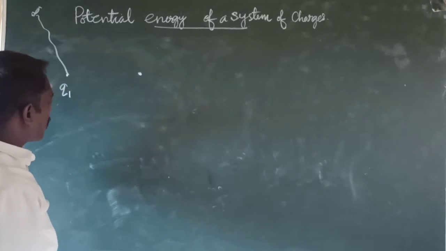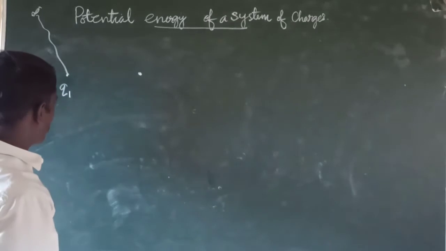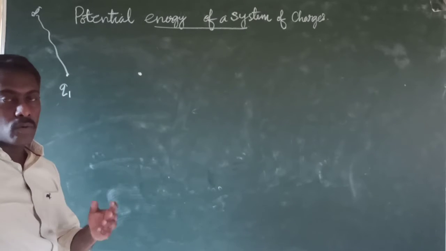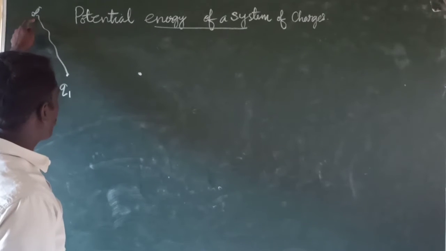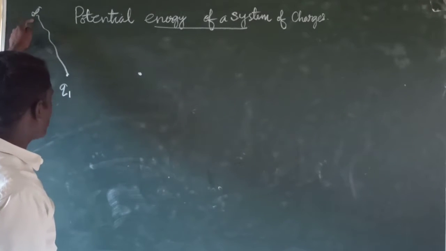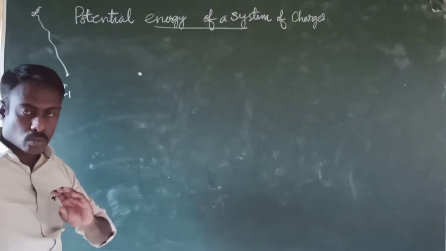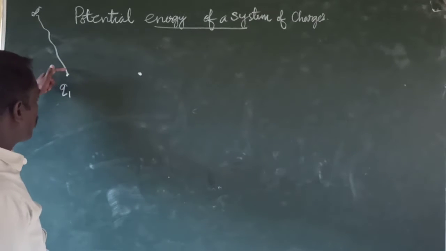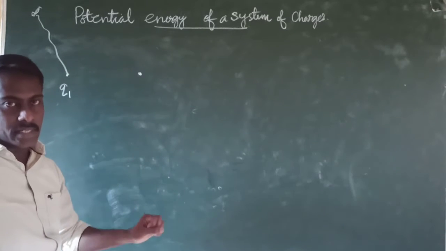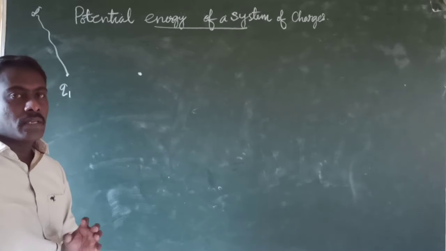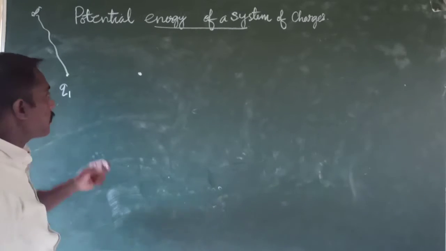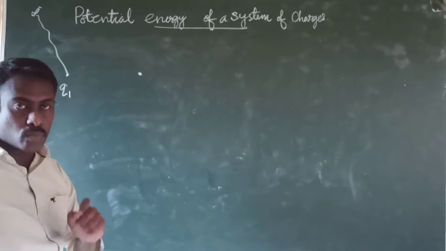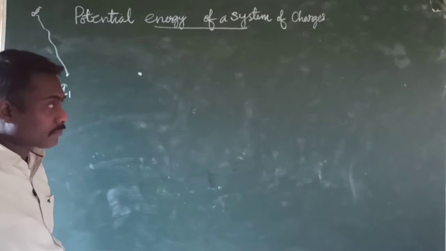So the potential energy of the charge Q1 at this point will be 0. Why? Because the potential energy of any charge at infinity is 0. While bringing it here, the charge moves through empty space where there is no electric field, so no work is done. No external force is used to bring the charge from infinity to the point. Therefore, the potential energy of charge Q1 at this point is 0.